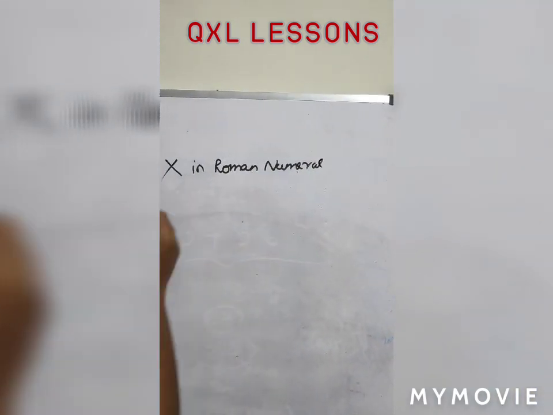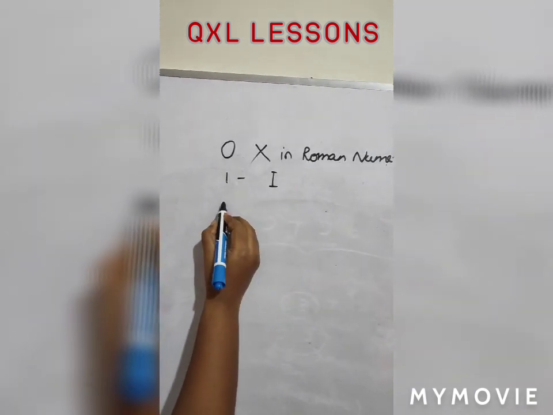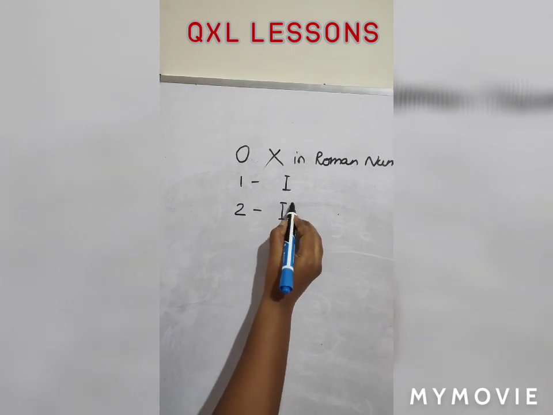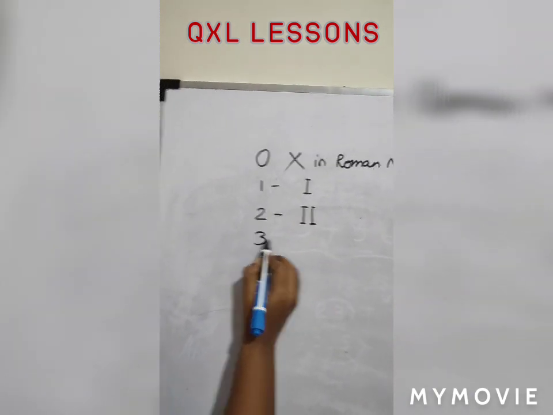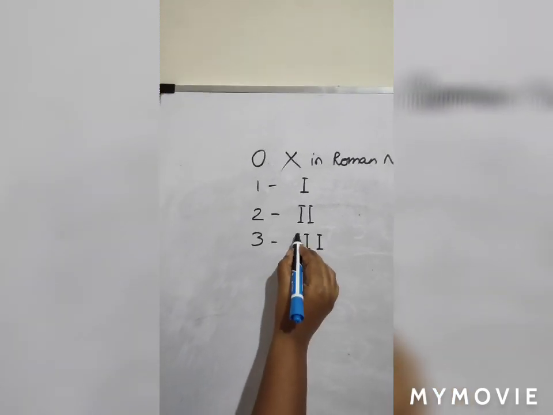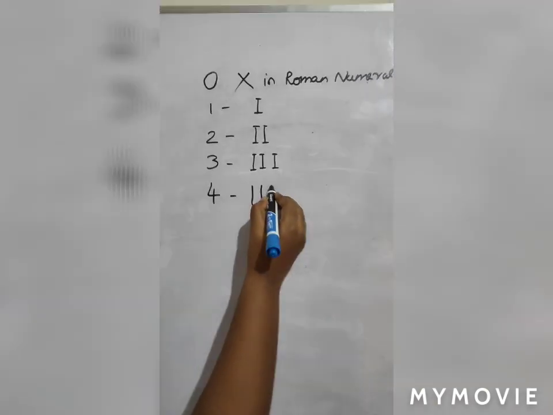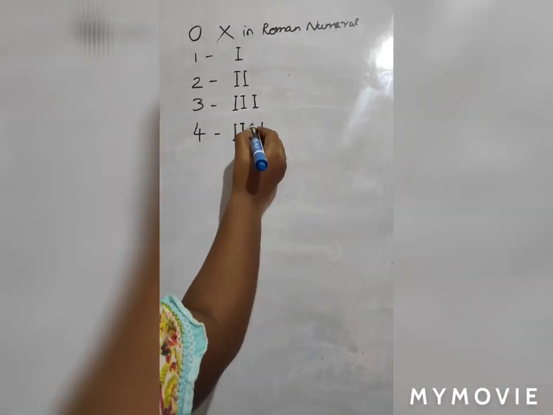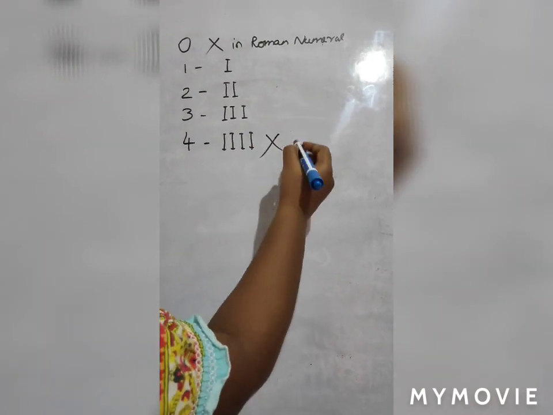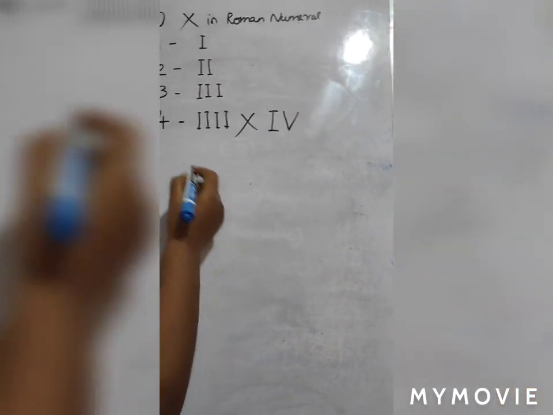Okay. So the number 1 is denoted by a single I. 2, we write it as 2 I's. For 3, we will write it as 3 I's. Okay, and for 4, can we write 4 I's? No, this is not possible because in Roman numerals we don't repeat any symbol more than 3 times. So we write it as I and V. I'll explain later why we write like this.